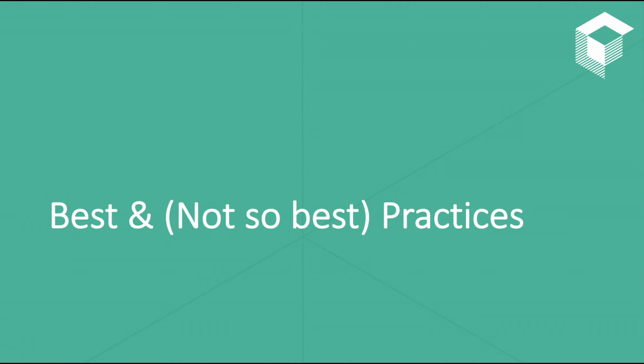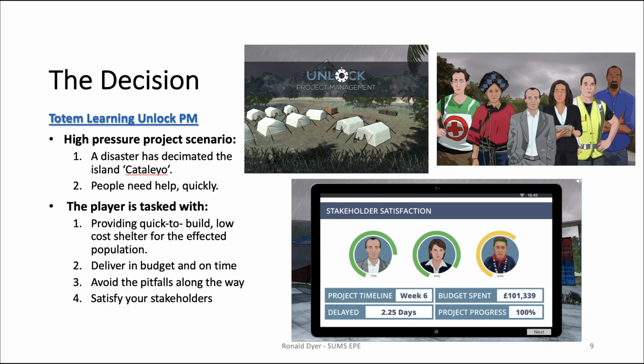So this was the game. We chose this game, Unlock Project Management, by a small firm in Coventry that actually did a specific game for project management. And basically, the game is really as it says. It's a high-pressure project scenario. It's a disaster relief on a fictitious island. And basically, they have a budget, they have a time frame, and they also have stakeholders.